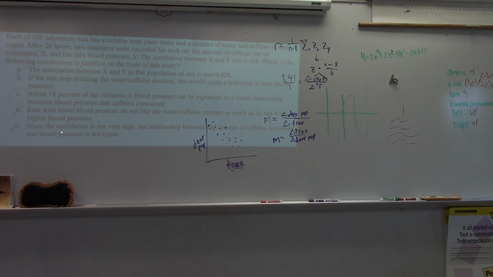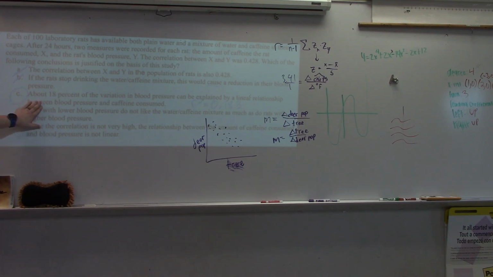E, since the correlation is not very high, does that mean it's not linear? No, it just means that it could be a weak linear relationship. A, B, D, and E are all eliminated. We are left with C. That's what I did. It just made more sense than the other stuff.